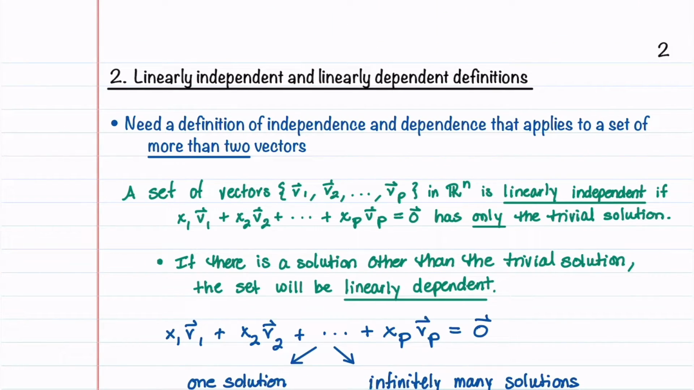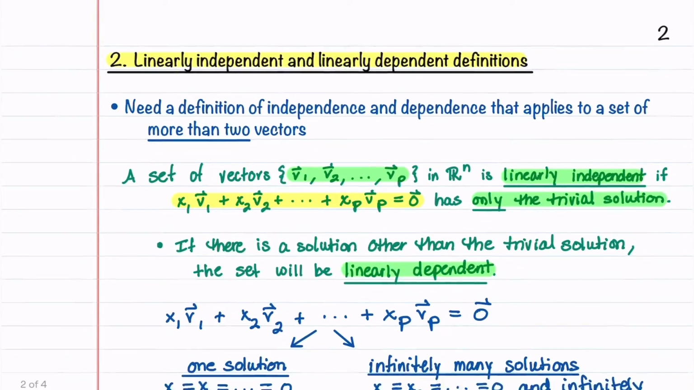Let's now learn how to determine if a set of more than two vectors is linearly independent or linearly dependent. A set of vectors v1 all the way up through vp in Rn is linearly independent if the equation x1v1 plus x2v2 all the way up through xpvp is equal to 0 has only the trivial solution. If there is a solution other than the trivial solution, the set will be linearly dependent.